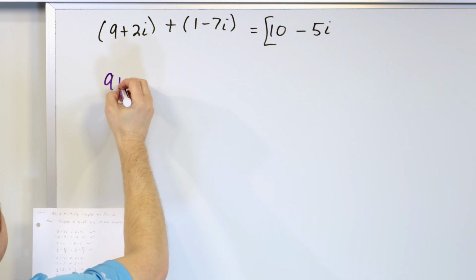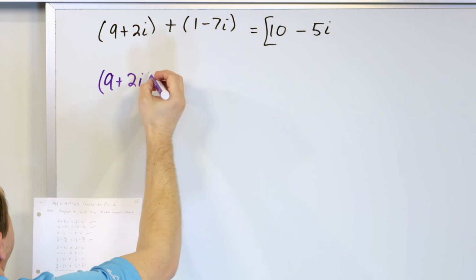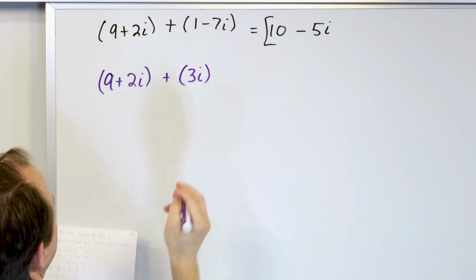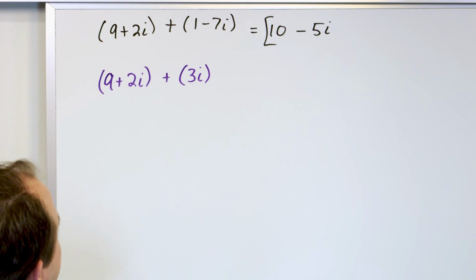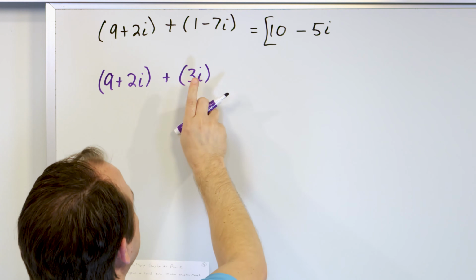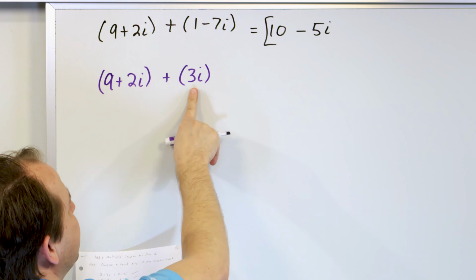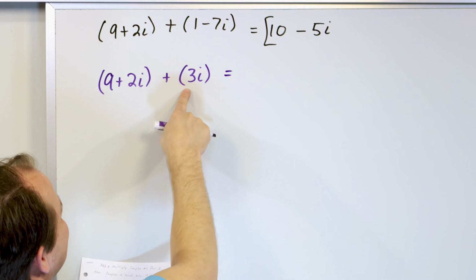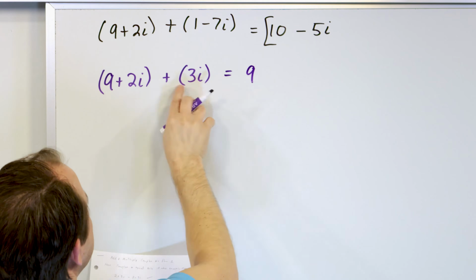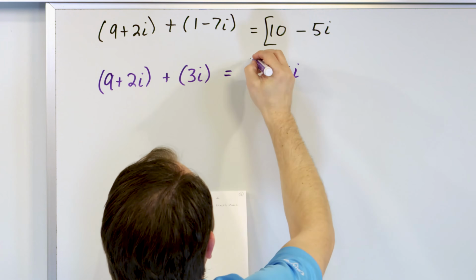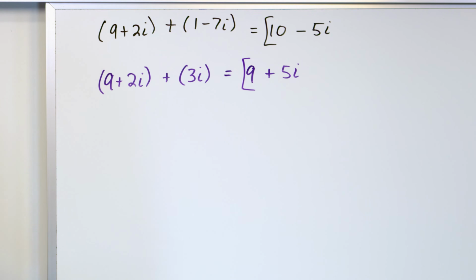What if you have 9 plus 2i, and you're going to add to that just a purely imaginary number, 3i? Some students look at that and have no idea what to do. But then you realize this is just a complex number, but the real part of it is just 0 because it's purely imaginary. So you add the real parts, 9 plus 0, so you get 9. And then you add the imaginary parts, you get the 5i back. 9 plus 5i, that's the final answer to that problem.